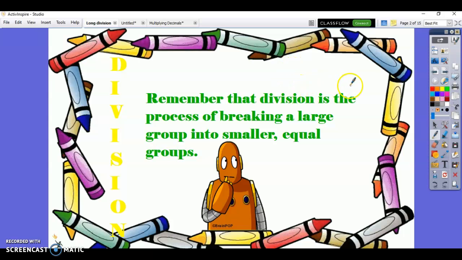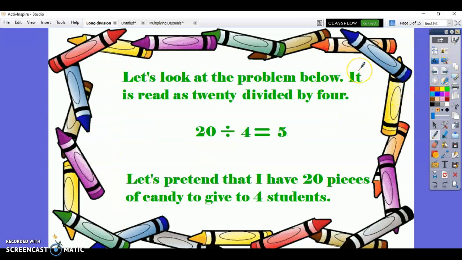Remember that division is the process of breaking down a large group into smaller, equal groups. Let's look at the problem below. It is read 20 divided by 4 equals 5. Let's pretend that I have 20 pieces of candy to give to 4 students. We're going to look to see how many pieces of candy each student gets. Let's watch.